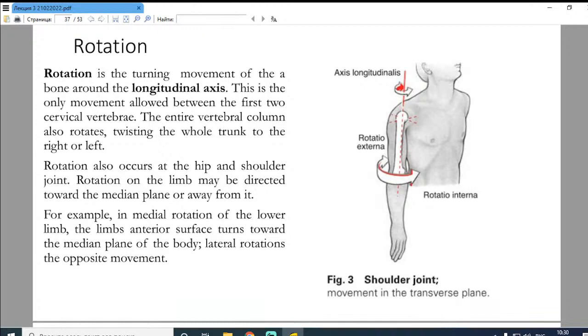This is the shoulder joint. Movement: rotation external and rotation internal.